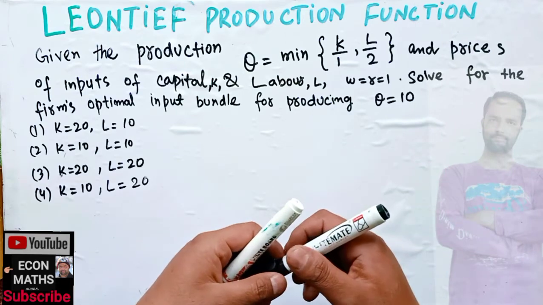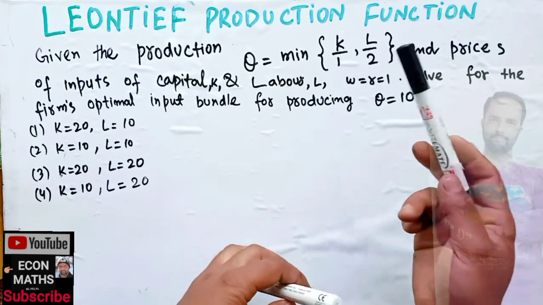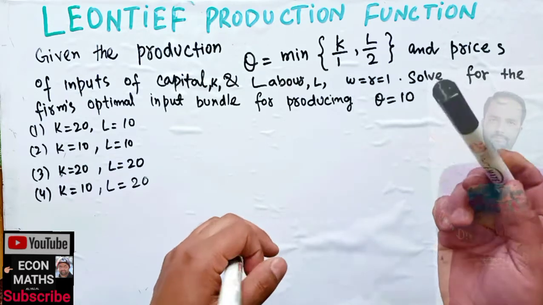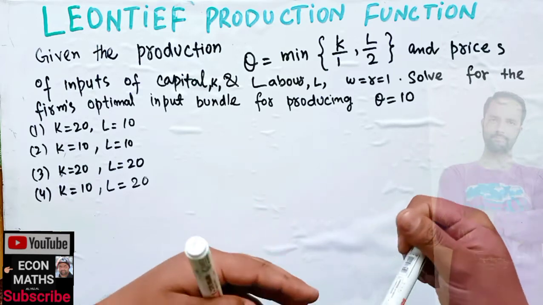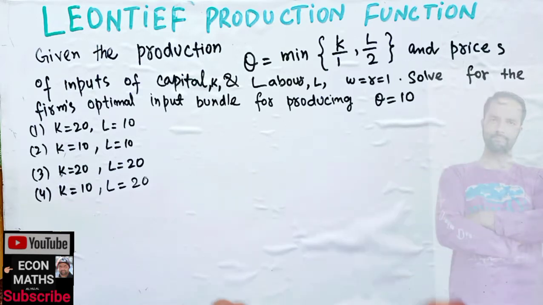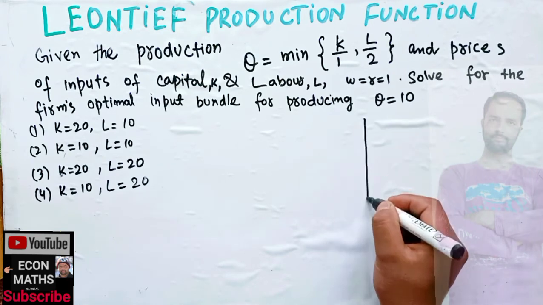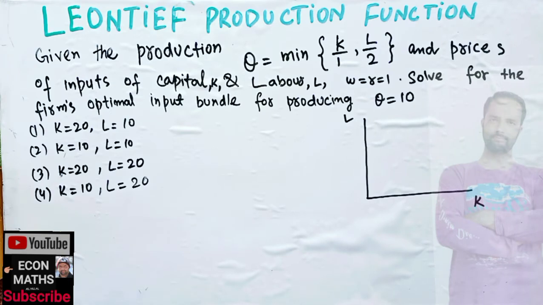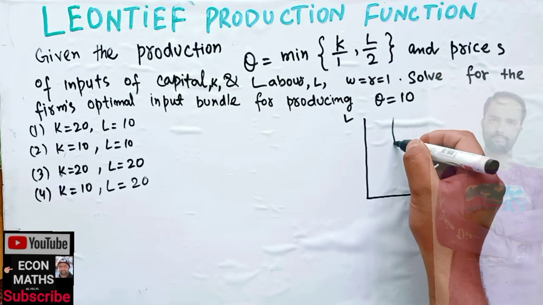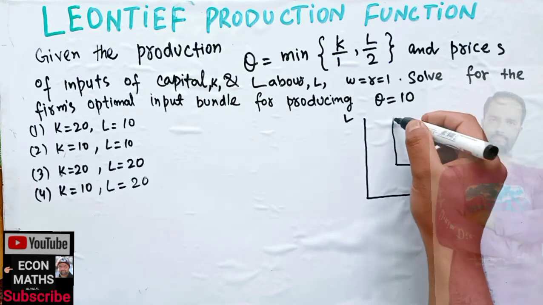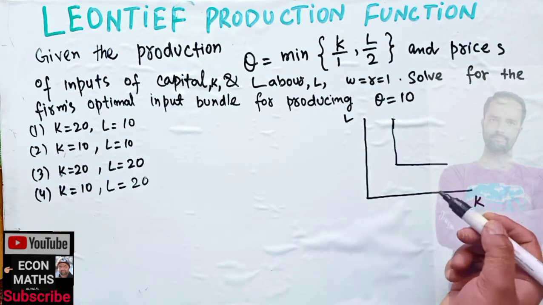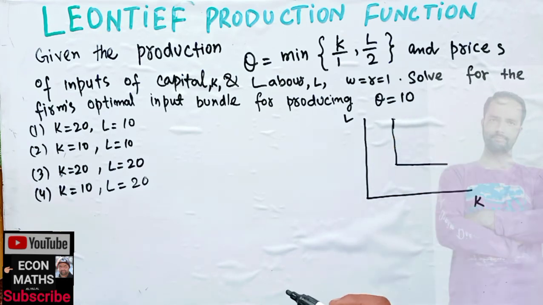And the idea is simple. We need to use capital and labor in fixed proportion. So capital and labor are perfect complements and cannot be substituted here. So let's draw the graph here. First, let us say we have K on this axis, L on this axis. Now to produce Q units, let us say we have this isoquant. This is our isoquant, that means to produce Q is equal to 10 units of output.